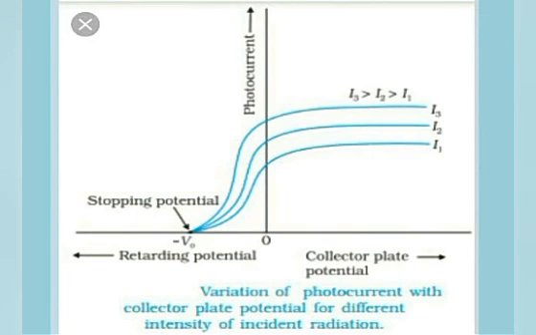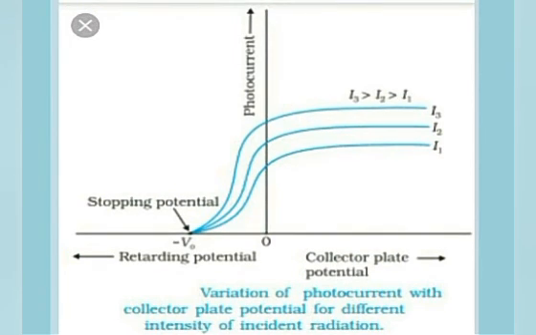If the V0 value differed for the 3 different intensities, then we could say that V0 depends on intensity. But here, whatever the intensity of light, the V0 value is the same. Hence, we can conclude V0 does not depend on the intensity of radiation.